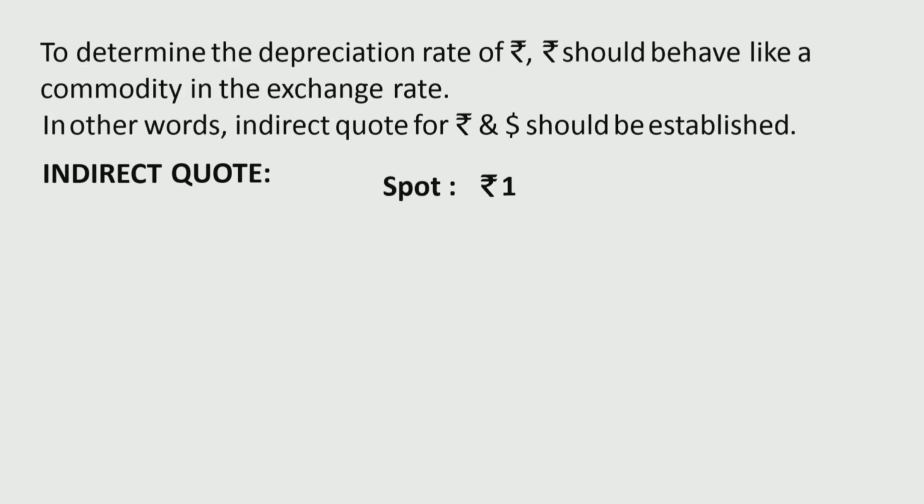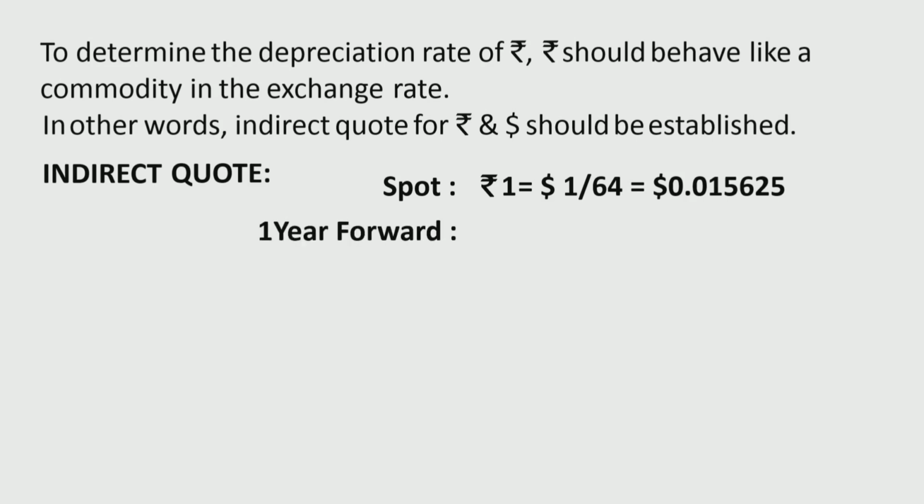So what we would first do is, spot rate was given as $1 equals to 64. So spot rate of rupee will be $1 by 64, that is $0.015625, and 1 year forward rate would be inverse of 68, that will be $0.014706. So now look into one thing what we have got. We have got the value of rupee 1 in today's terms, and we have got value of rupee 1 year forward. This is the value of rupee 1 today, and this is the value of rupee 1 expected after 1 year.